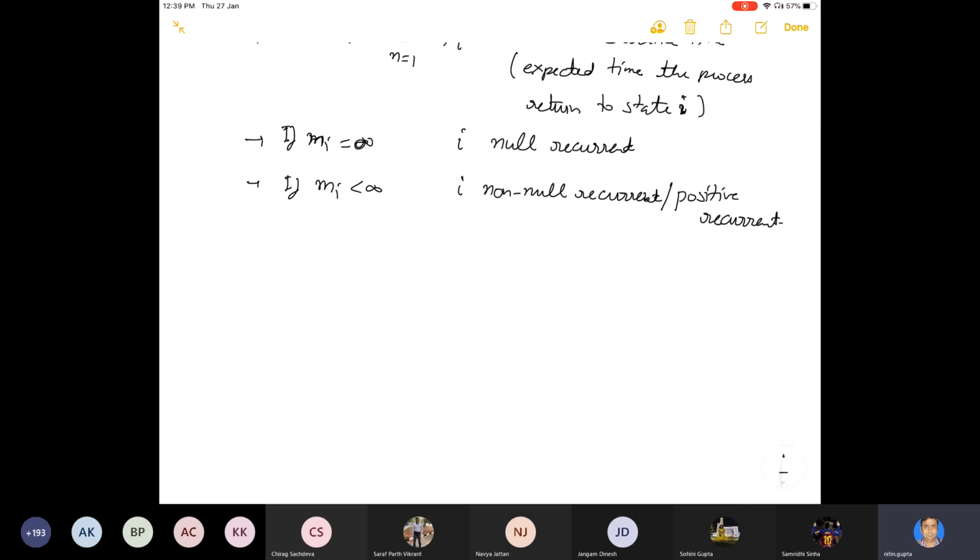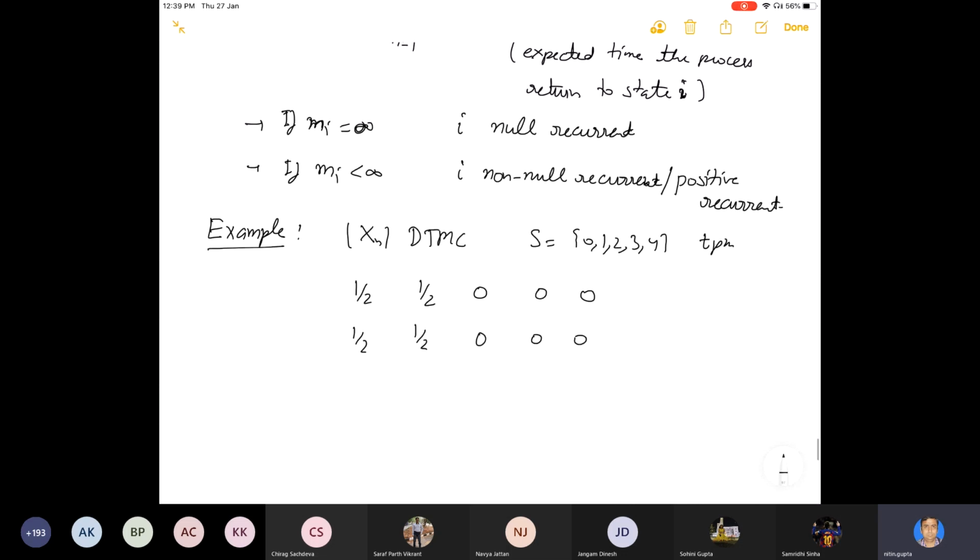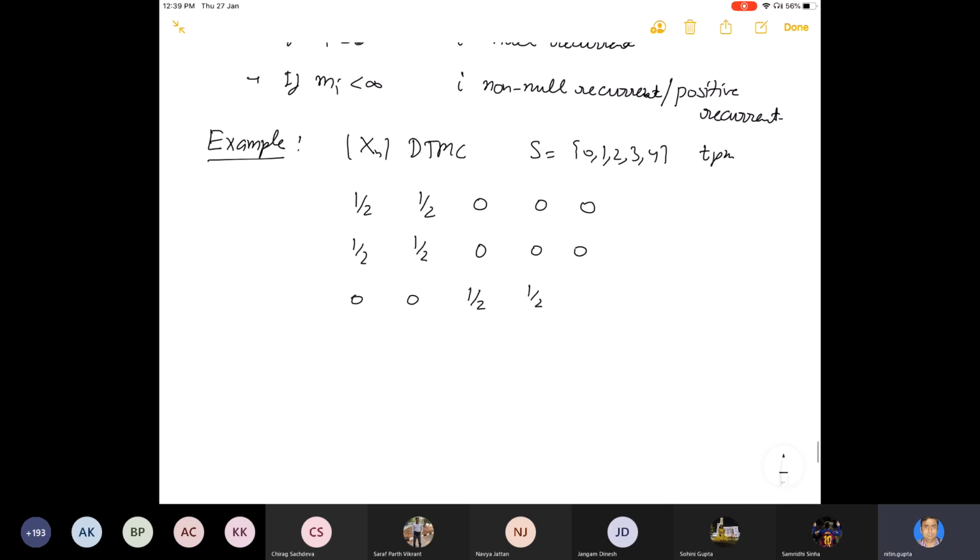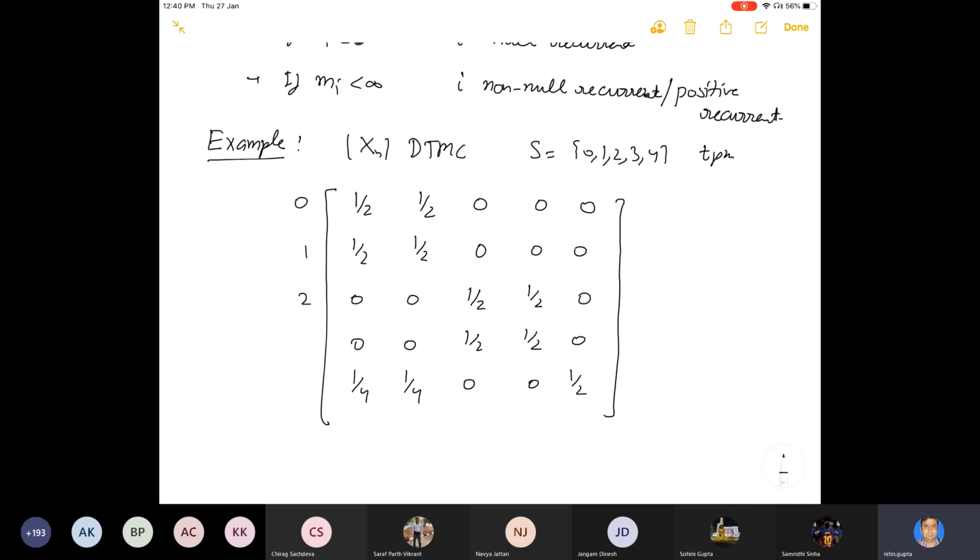Okay, let us take some example to understand better. So let us consider a discrete time Markov chain having states 0, 1, 2, 3, 4 and TPM as: half, half, 0, 0, 0; half, half, 0, 0, 0; 0, 0, half, half, 0; 0, 0, half, half, 0; 1 by 4, 1 by 4, 0, 0, 1 by 2. This is the TPM.